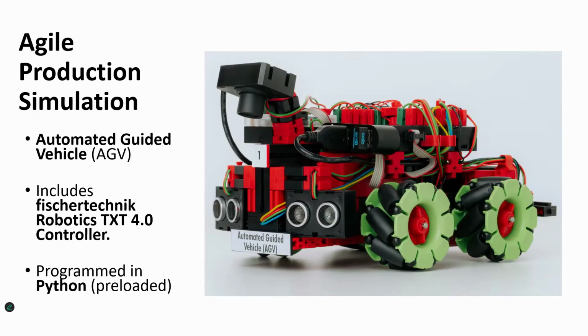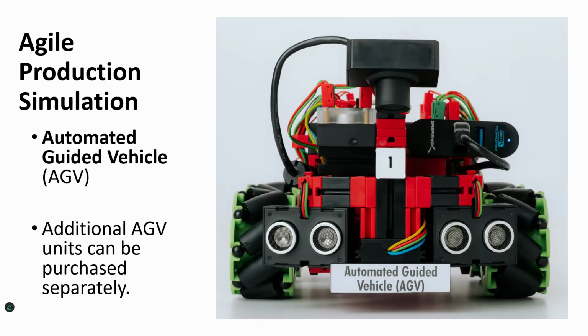At this point, just to provide a little more information on the AGV, which has been moving all of these pieces around the workstations, it's controlled by a Fischertechnik Robotics TXT 4.0 controller, which has been pre-programmed using Python. It's a track-bound vehicle that follows along the printed black tracks that are on the floor of the APS factory, and it uses ultrasonic sensors to detect obstacles that may be in its way. The vehicle has omni wheels, which allow it to move in all directions.